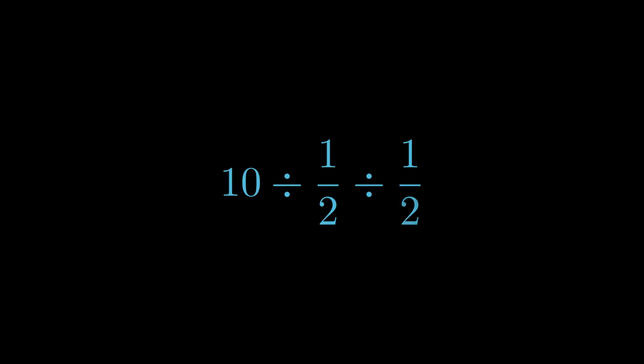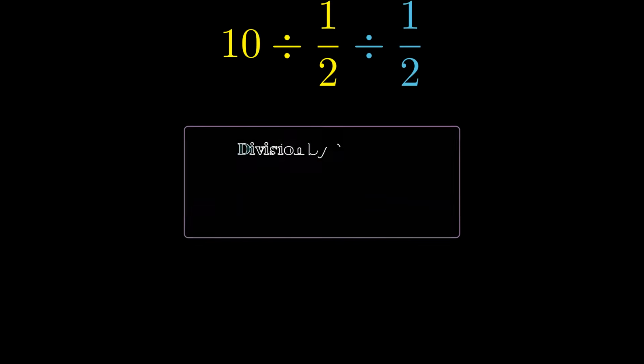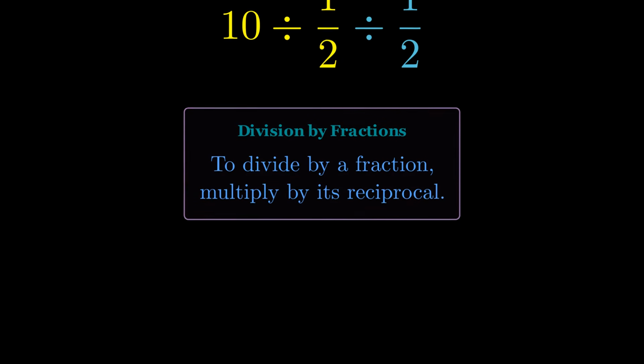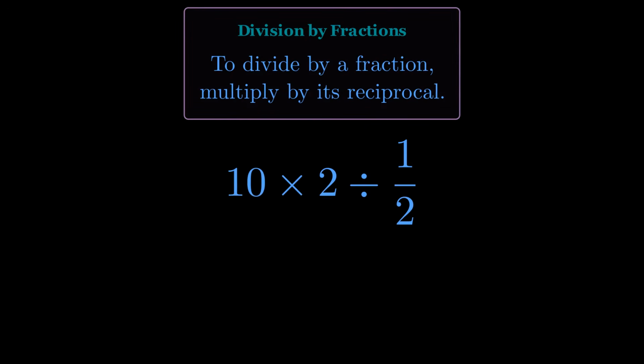We start with the first operation on the left, 10 divided by 1/2. To solve this, we need to apply a fundamental rule of fractions. Dividing by a fraction is mathematically identical to multiplying by its reciprocal. In simple terms, to divide by 1/2, you multiply by 2. So, the first division transforms into multiplication by 2.